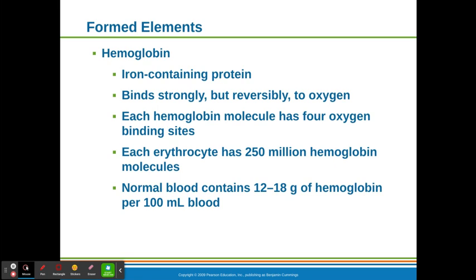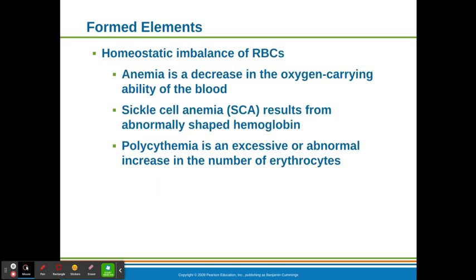Okay, so hemoglobin, it's a protein that contains iron. It binds very strongly but reversibly to oxygen, and it allows us to carry oxygen more efficiently in our blood. Every red blood cell is quite literally just covered in hemoglobin molecules. They have about 250 million, guys. It's 250 million hemoglobin molecules, and they all aid in functioning to carry oxygen within the blood.